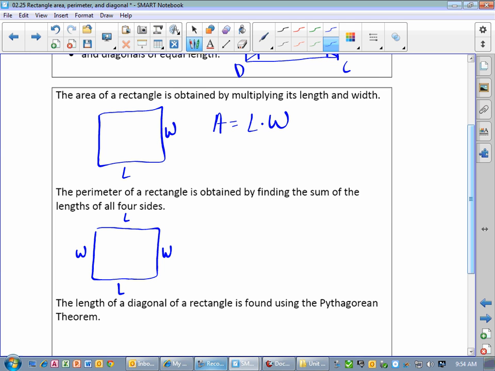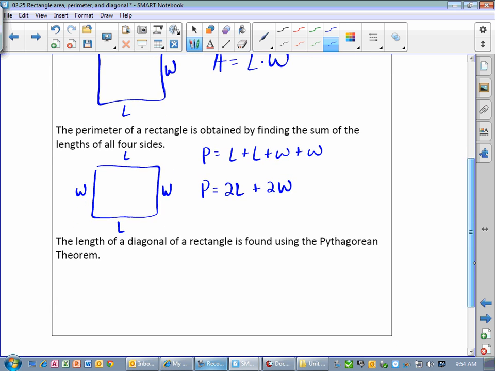And so to find the perimeter of any polygon, we just add up the lengths of all the sides. So our perimeter would be length plus length plus width plus width. But there's a shortcut to that because we have 2 lengths and we have 2 widths. So you can just add up all 4 sides, or the shortcut: twice the length and twice the width added together. So 2L plus 2W.